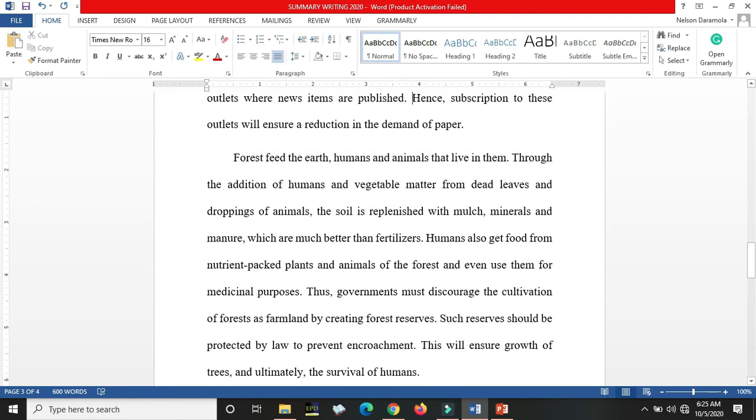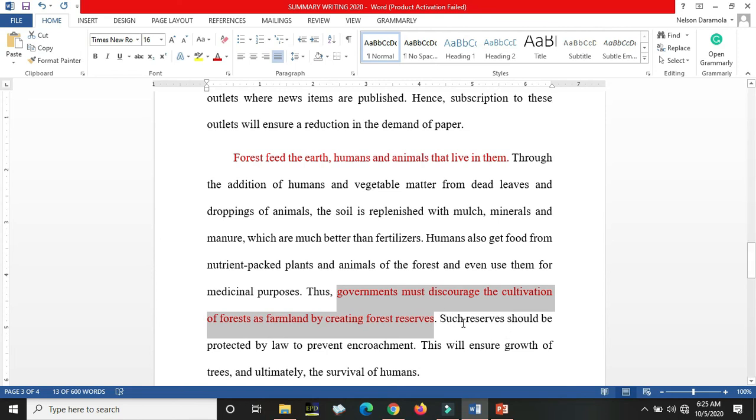All right. First, feed earth, humans and animals that live in them. This is another answer. Okay, but you have to write them out well. Through the addition of vegetable. Okay, fine. Humans also get nutrient pack. Thus, government must discourage cultivation of forest farmland by creating reserves. Don't be too much in a hurry to choose your answer. Having identified, you must write it out in such a way that it answers your question. However, you must also check, is there more to the answer?